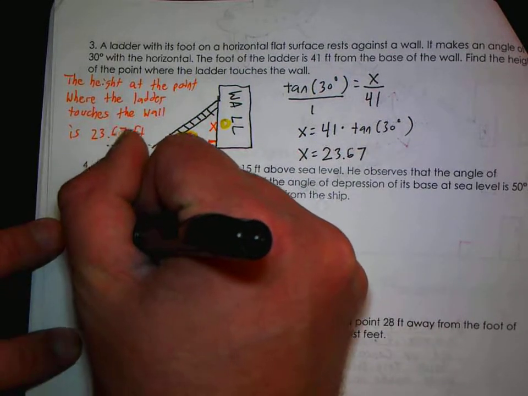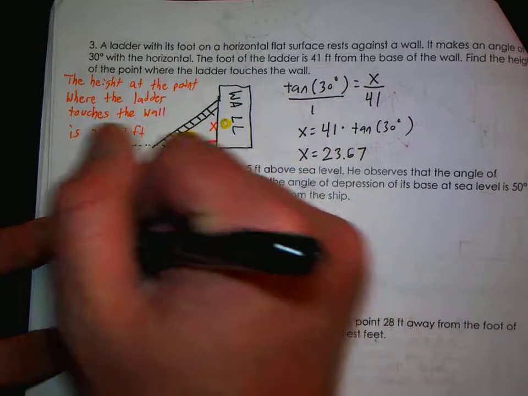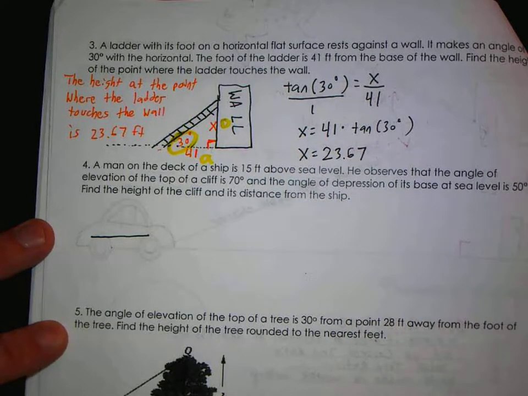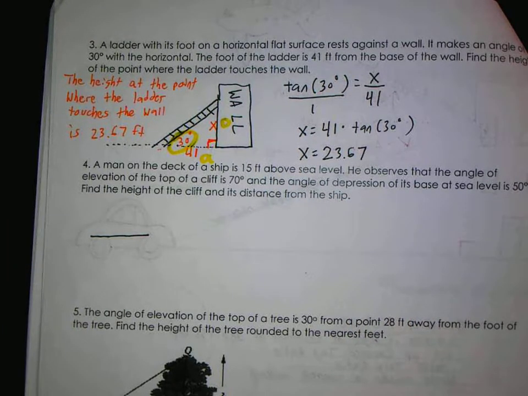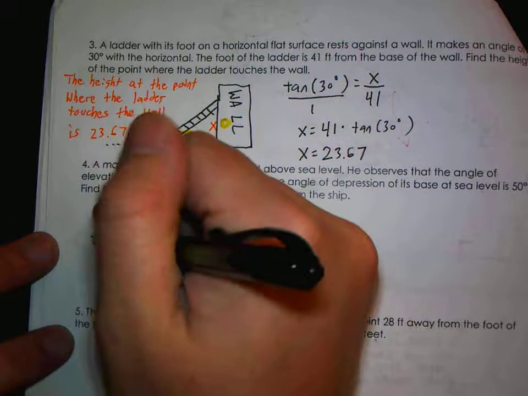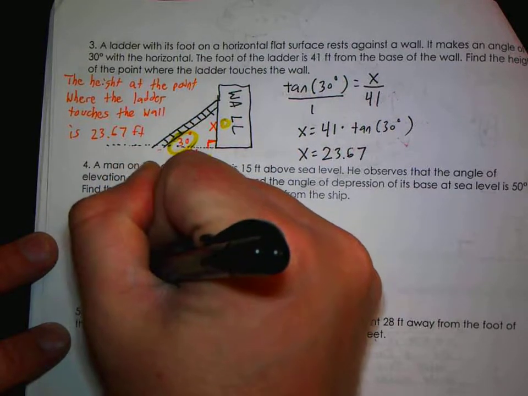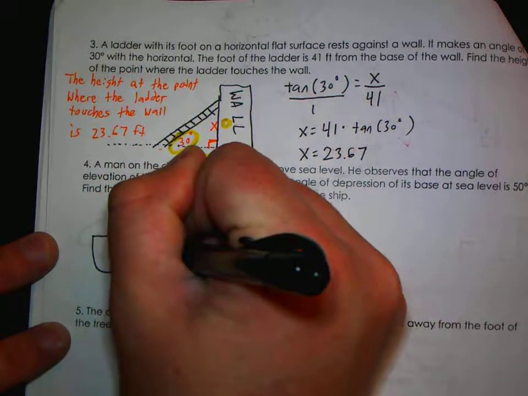This one's going to be fun. So you have this boat. I'm sorry, we should read the deck of a ship. So it's not a boat, it's a ship. It's 15 feet above sea level. It observes that the angle of elevation to the top of it is 70 degrees. Depression level is 50 degrees. Find the height of the cliff. Okay, so we have a ship, we have a cliff. Correct?